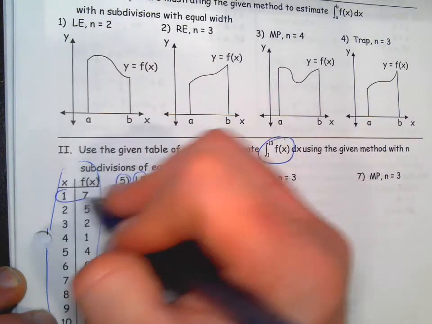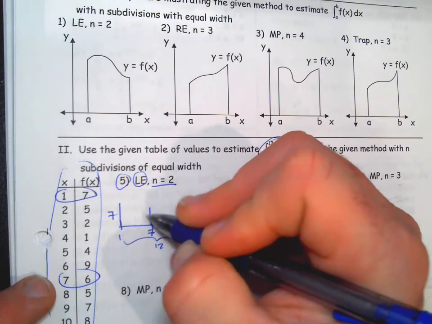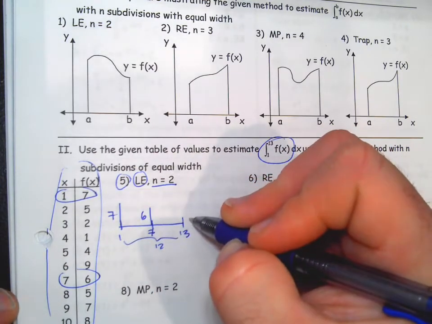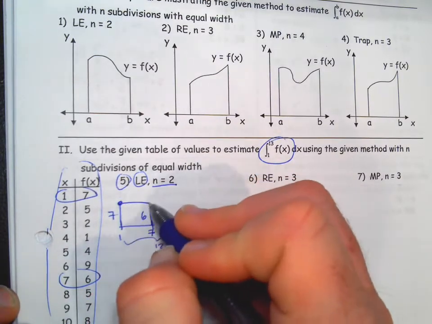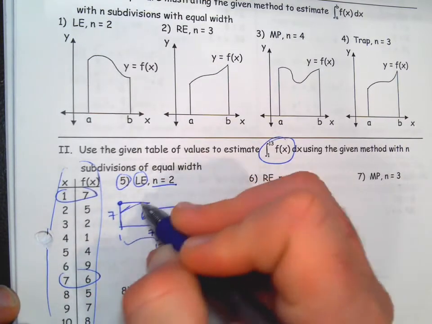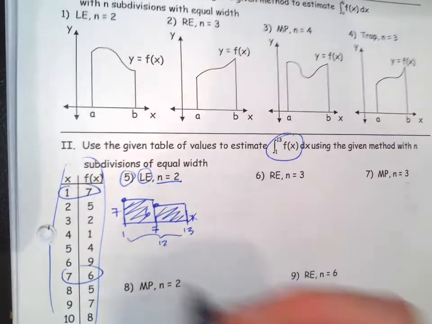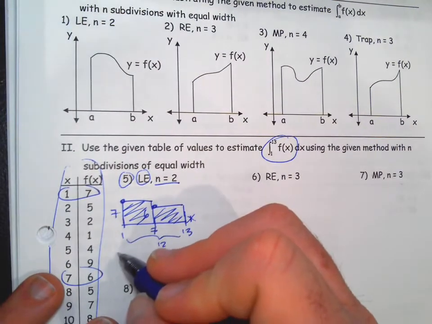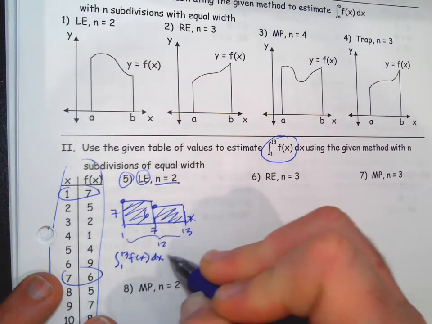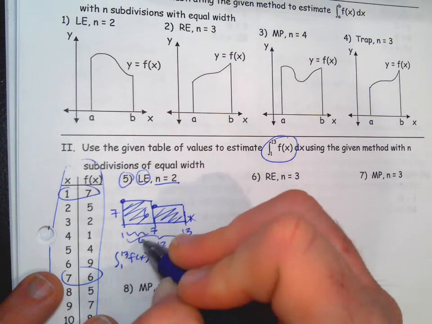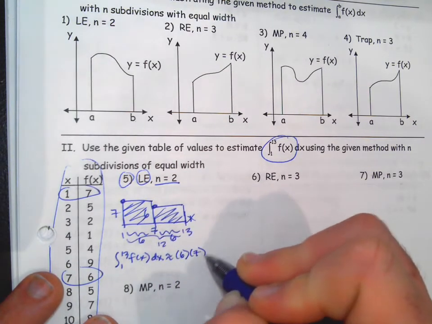And then you're going to look up these values here. So this is 7, and then 7 is at 6, and then 13 is at 1. And we're doing left end, so we're doing the left side, and we're not going to actually end up using this one. I would draw that, and then the work should be easy. The integral from 1 to 13 of f of x dx is approximately, the bases are equal, 6 times 7 plus 6 times 7.